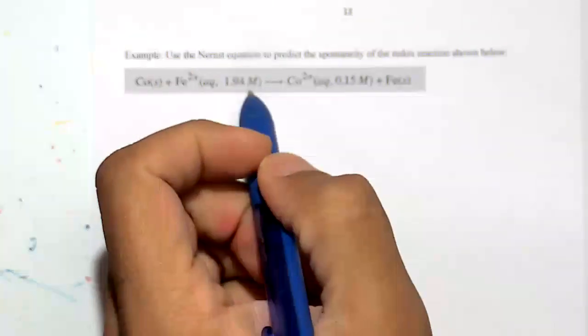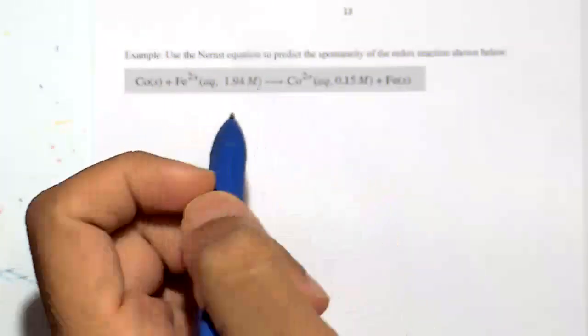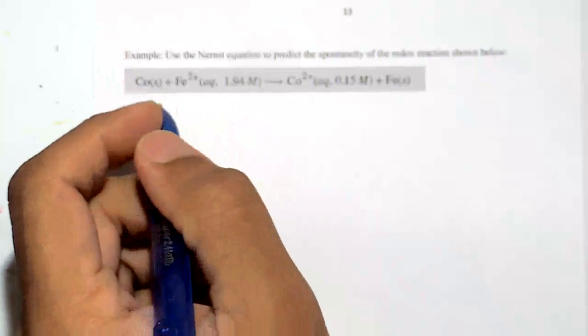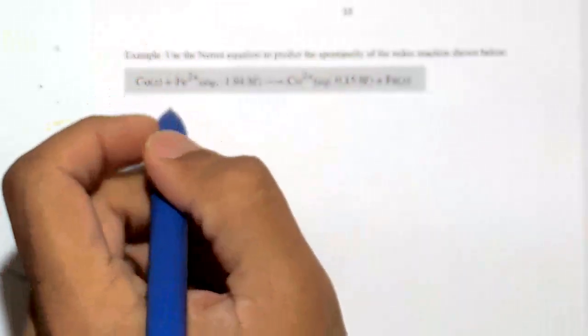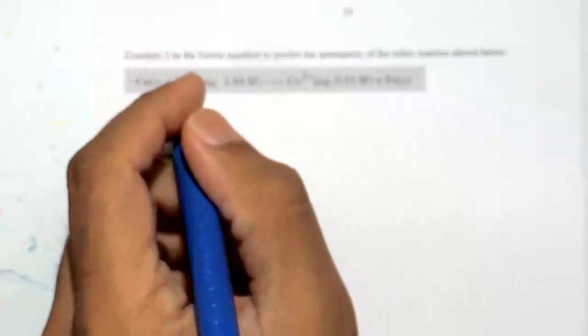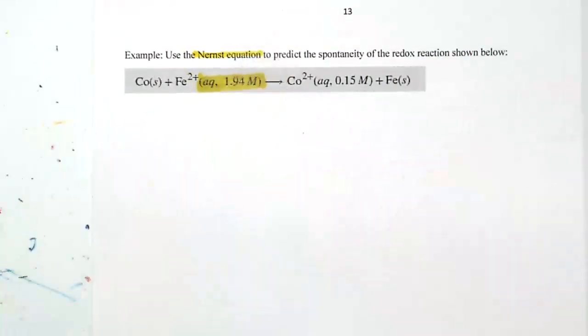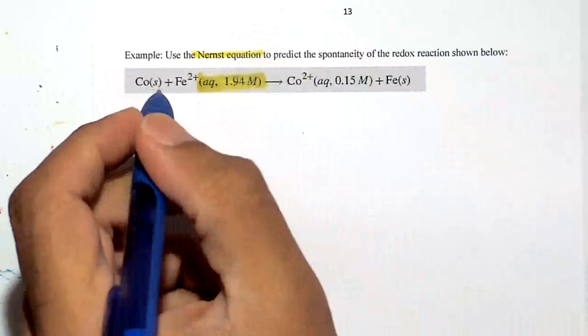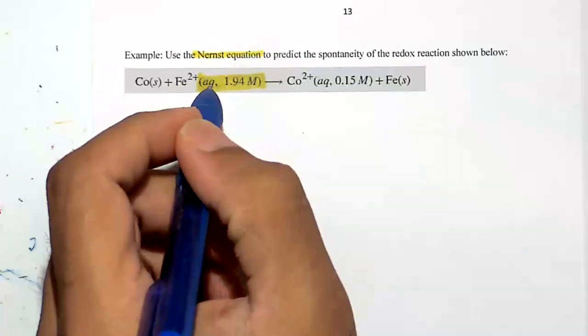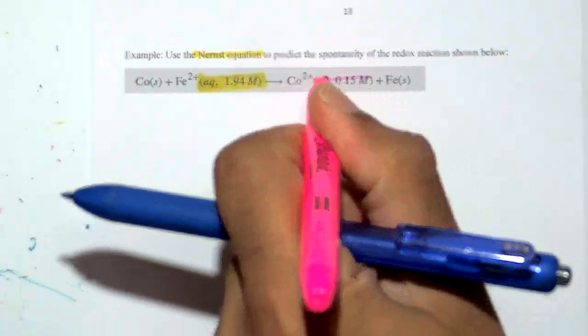All right, use the Nernst equation to predict the spontaneity of the redox reaction shown below. So let's go ahead and do this in our last problem here. The first thing I want you to recognize is that this is non-standard state. Since it's non-standard state, we're going to use the Nernst equation. So that's that concentration, and then we have another concentration here, 0.15 molar.